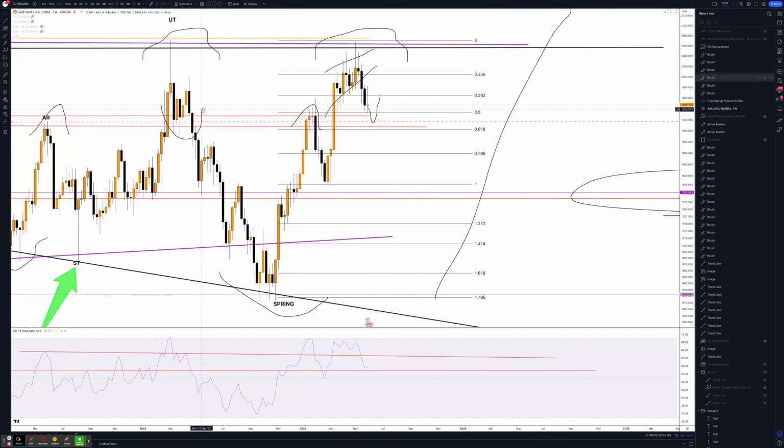So let's look at this. I wouldn't look at just this level, the monthly level, because it can wick down. Okay, let's just clean this up a bit.